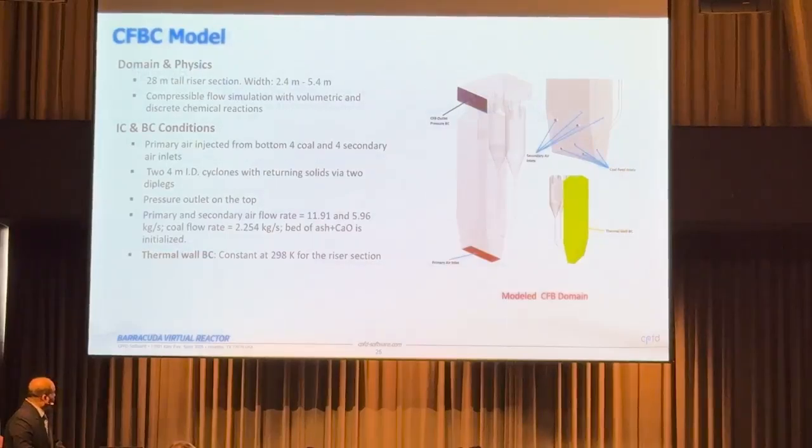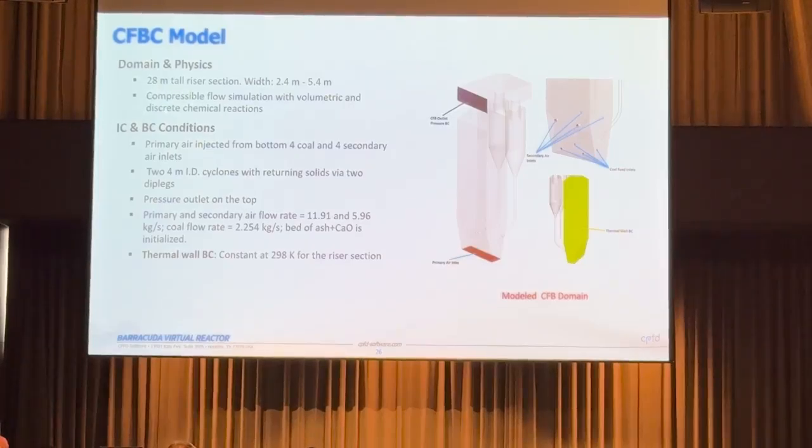Okay? So here is the domain. I have got the CFB here. There's a primary air inlet, which is a plate on the bottom. I have got 4 coal inlets here, 2 on each side. And then I've also got 4 secondary air inlets on the top. And then the reactor side of things is a thermal wall BC. We have a wall temperature that we use on that particular side of the wall.